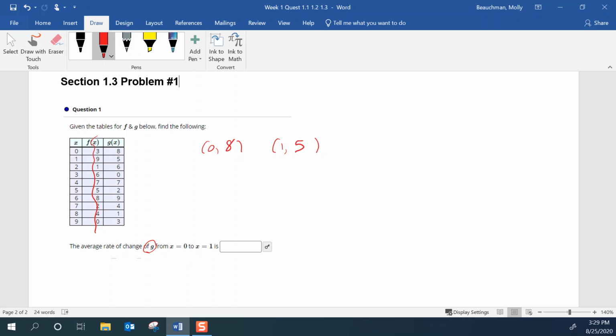So we want to find the average rate of change from the point 0, 8 to the point 1, 5. So we put it in the average rate of change, which would be g of 1 minus g of 0 over 1 minus 0. G of 1 is 5. We get 5 minus 8 over 1 minus 0, which equals -3 over 1, which is -3.